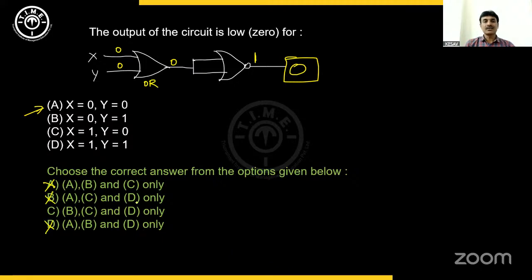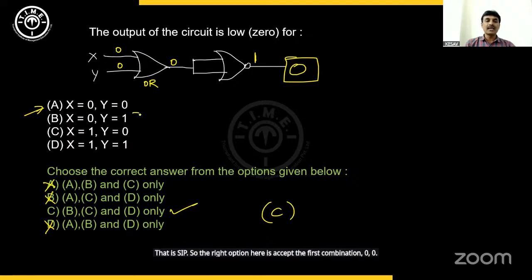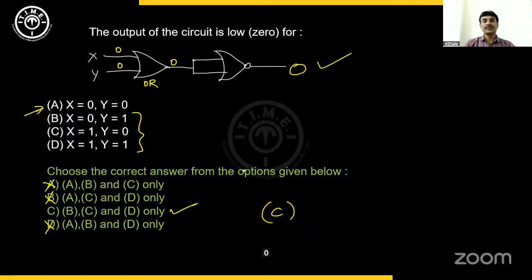Finished. You're left with only one. That is C. So the right option here is C. Except the first combination 0, 0, for all the remaining 3 combinations, you will get output as 0 here. That's why B, C, and D only. For all the 3 combinations, you'll get low output. Understood? Yes.